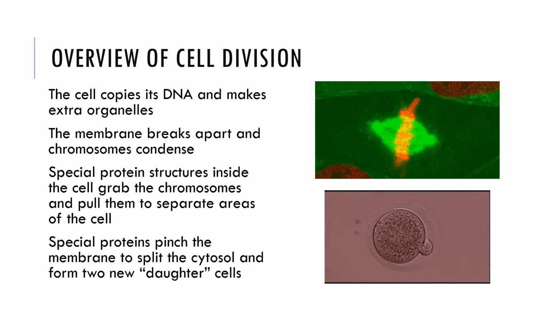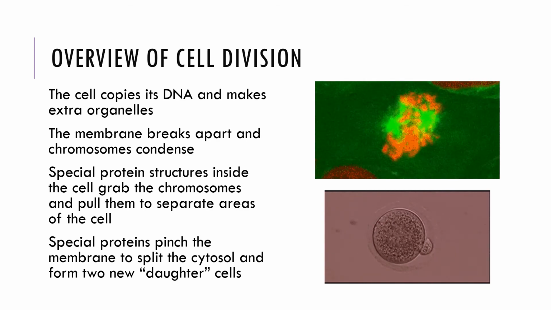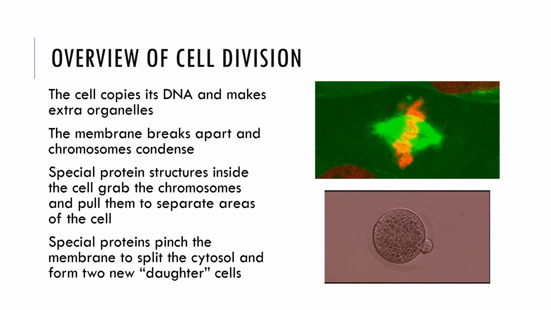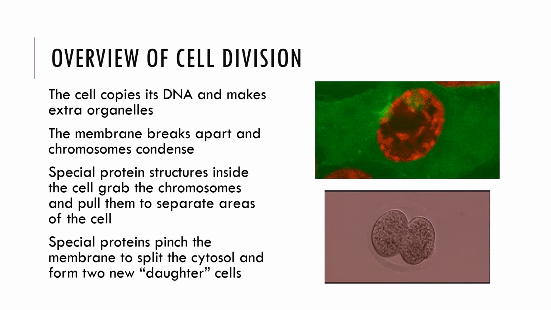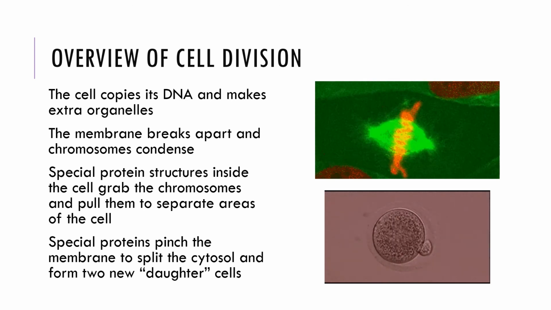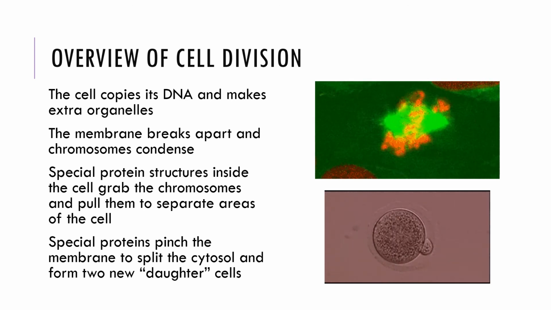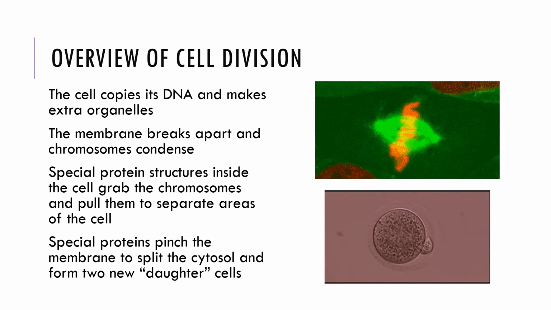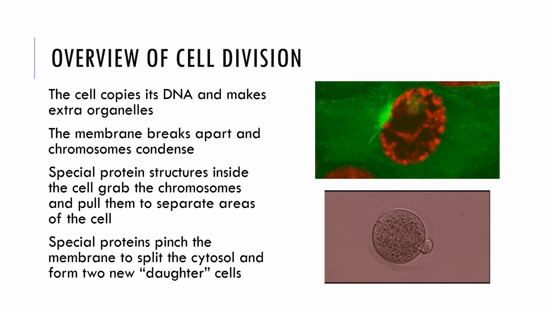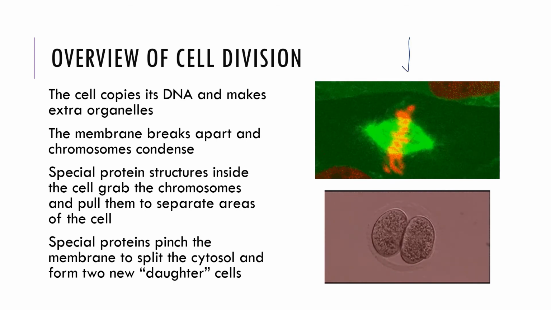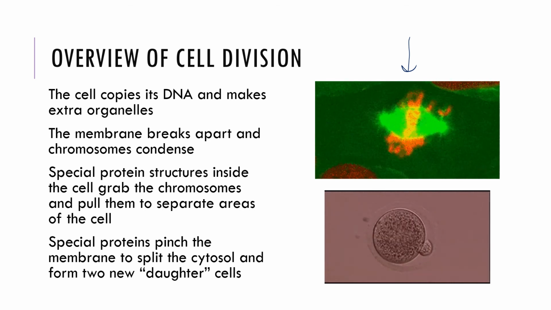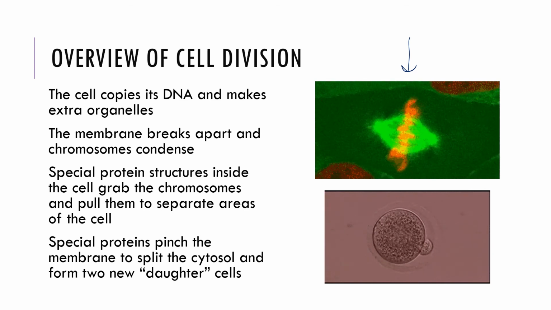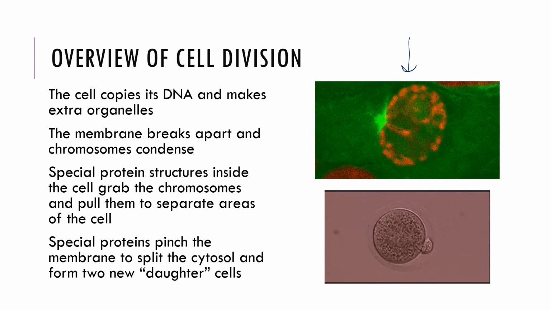So let's do a quick overview of cell division, just so we kind of know what we're talking about. First, the cell will copy its DNA, and it will make a bunch of extra organelles. Then the nuclear membrane will break apart, the chromosomes will condense, they'll become really tightly coiled, and then special protein structures will grab the chromosomes and pull them to opposite sides of the cell, like you can see in this GIF. Finally, this whole cell itself, the cell membrane and the cytosol, will split into two to form two new daughter cells.